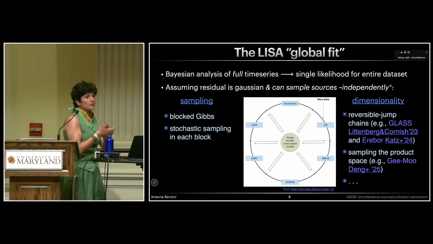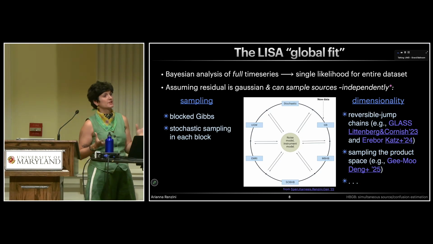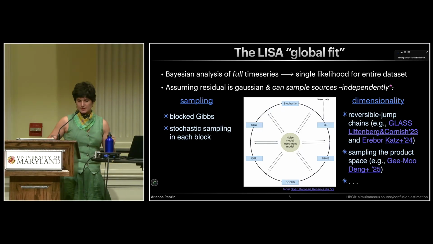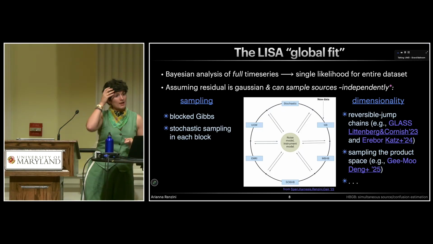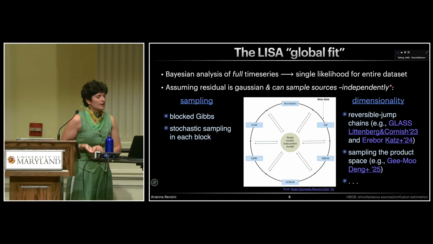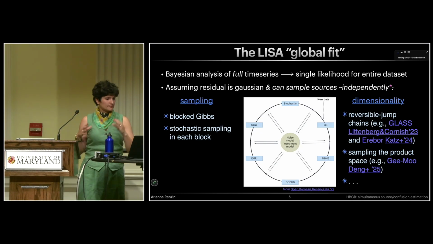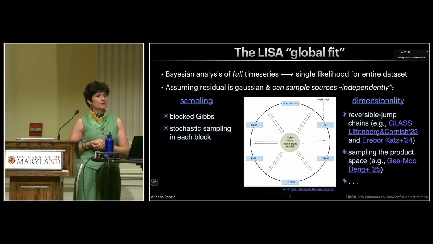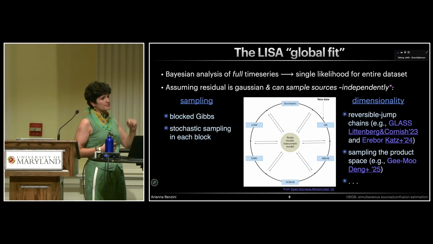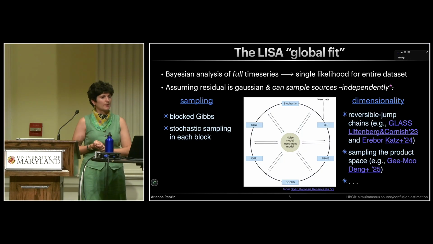Now, the global fit is clearly a huge sampling feat, and there are ways of dealing with that if you can assume that to some extent the sources can be sampled independently, so that's where this blocked Gibbs approach comes in. I'm sure you're going to hear a lot about that tomorrow. But in terms of the dimensionality, so the variable number of sources that we're fitting for, there are different approaches there as well.